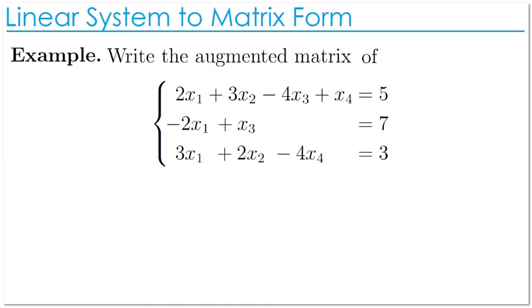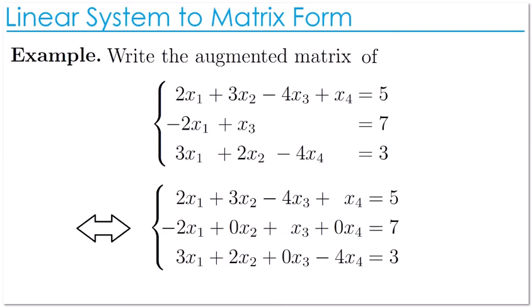Now let's take an example. Write the augmented matrix of this system of linear equations. Be careful in writing the coefficients. The variables must be in order, so you can also think of this system as like this one. The coefficient of the variables not present in the equation is 0. So for example, in our second equation, we don't have x sub 2 and x sub 4. That's why here, our coefficient for x sub 2 is 0, and same with x sub 4.